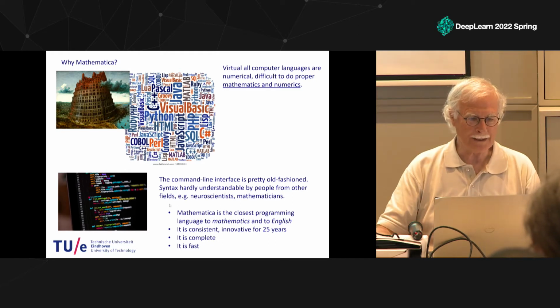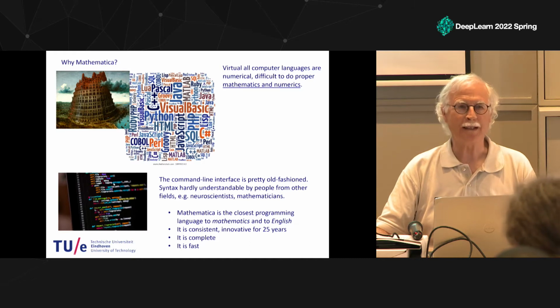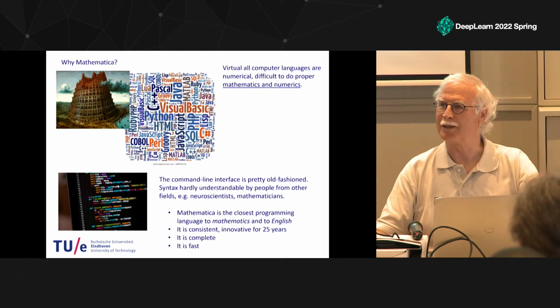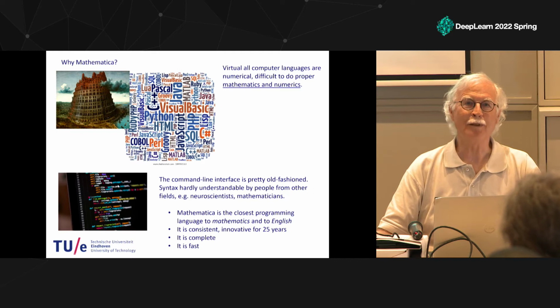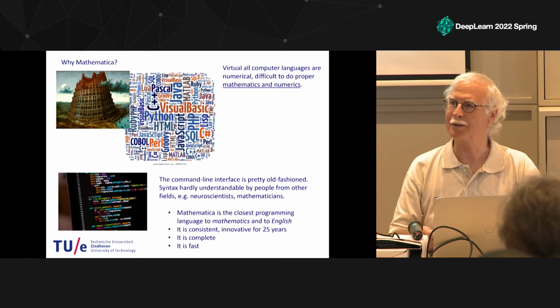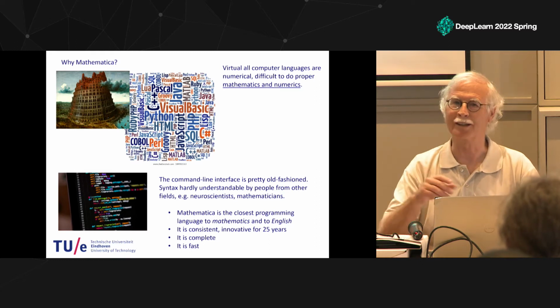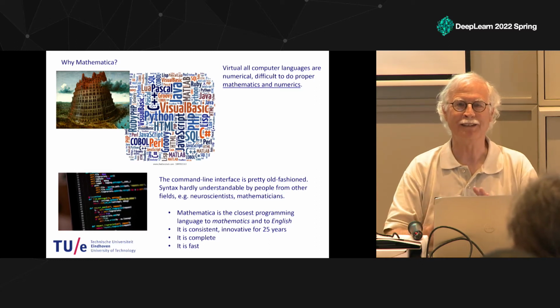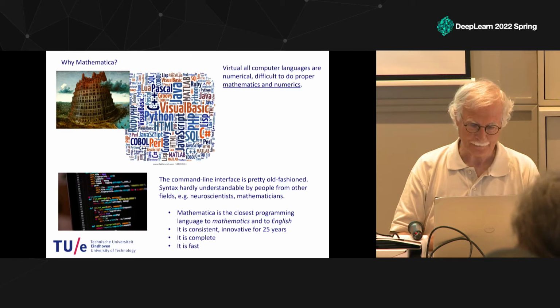Because this command line interface that you see here is actually pretty much from the 80s, from the 90s. It's extremely old-fashioned. You cannot type a pi. You cannot type a square root. Yeah, you can type \sqrt like in LaTeX, etc. That's very old-fashioned.